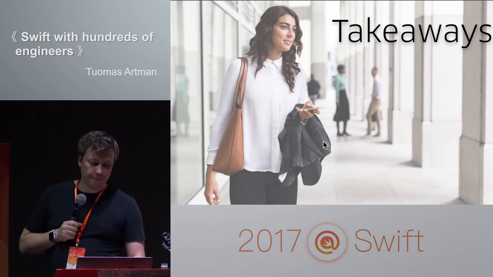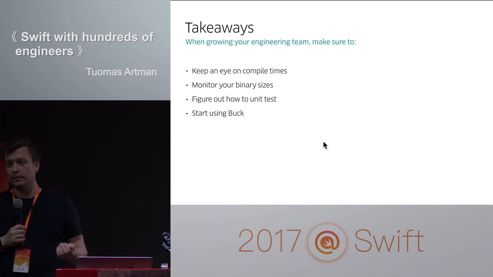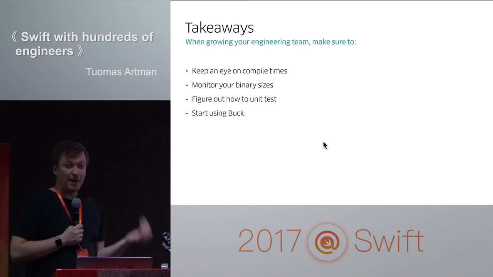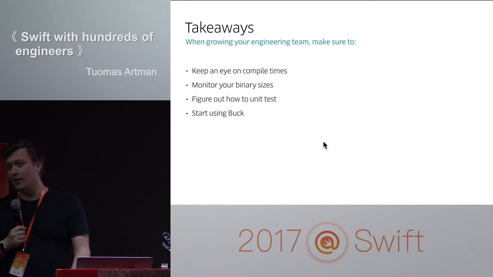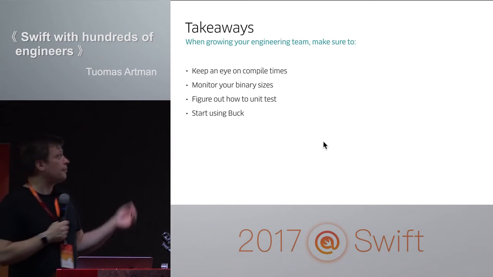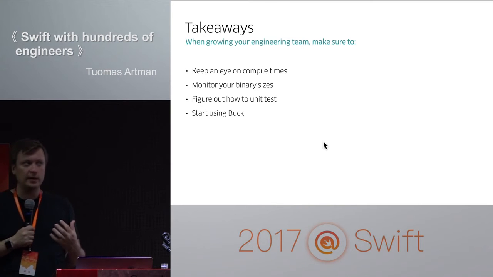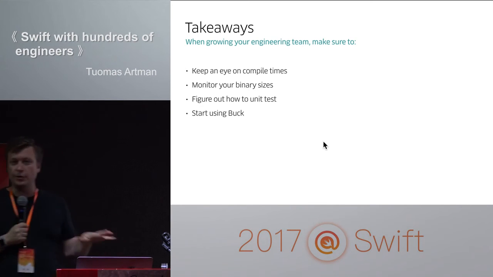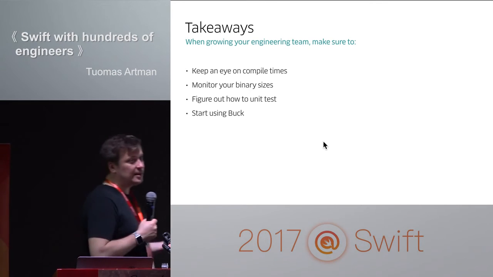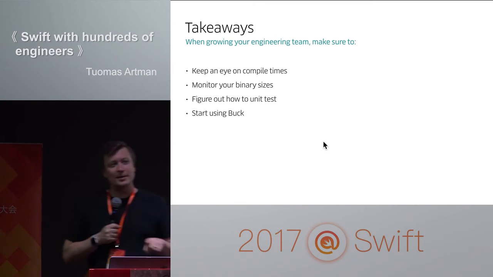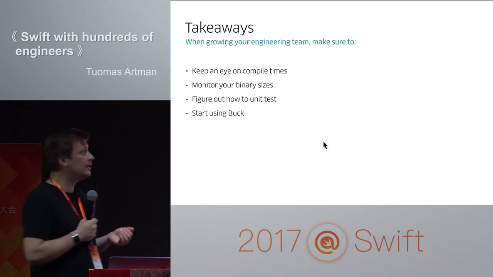So, to end things, the takeaways. If your team is growing, what do you need to look out for? Keep an eye on your compile times. They will grow. The more code you have, the slower it will become. Monitor your binary sizes. Find a way of using some sort of tooling to know where you're spending your binary size. Figure out how to unit test. I saw way too few hands up. You need to figure out a way to unit test, guys. Otherwise, you can't ship reliable applications.